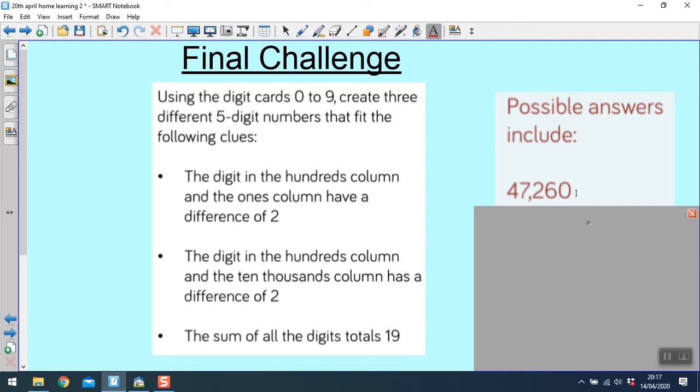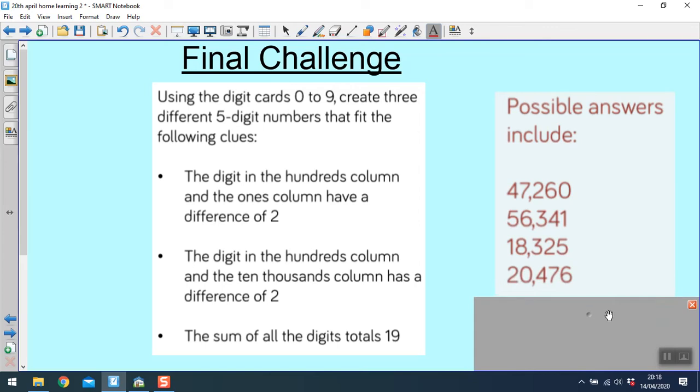That works. If you didn't understand the challenge before, but now you do, pause the video again and see if you can find a different answer. Okay, you can also have 56,341, 18,325, 20,476. Well done, Cambridge class, and next week Miss Hawke will be teaching you some math lessons. See you later.